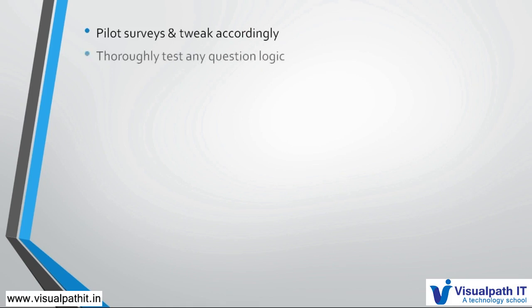Next, thoroughly test any question logic. You usually only have one shot at getting a survey right. Make a mistake with the question logic, such as accidentally excluding the wrong set of participants or using the wrong question skip logic, and your precious survey data could be ruined. This is why it's really important to thoroughly test any question logic before publishing a survey.